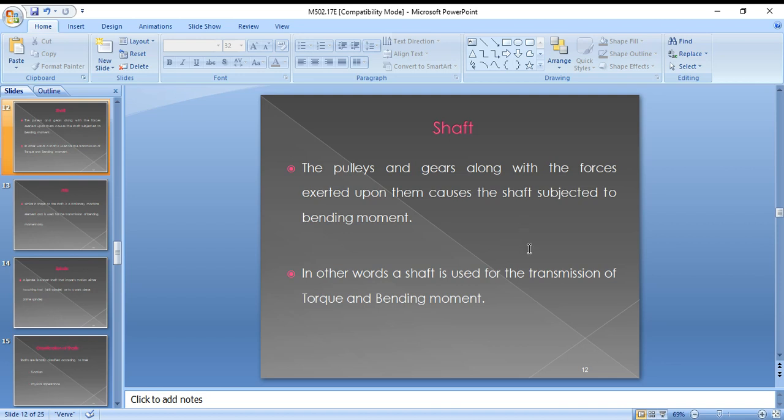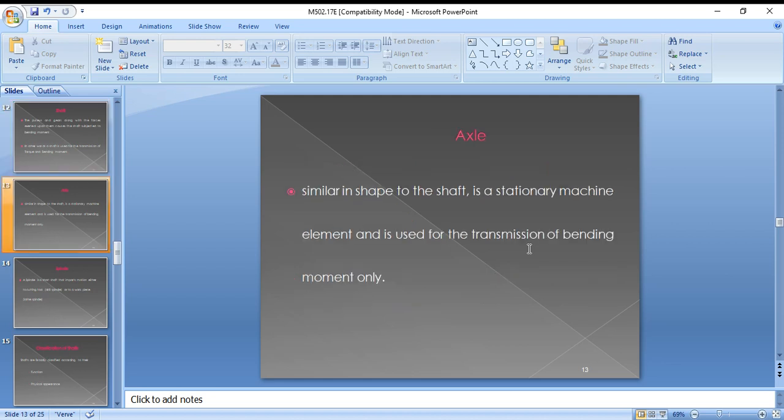So this is a shaft. Similar to the shaft, we have an axle also. An axle is similar to the shaft and is a stationary element. It doesn't transmit any torque and we use it to carry only bending moments. It is like a rod which has rotating parts, but it doesn't transmit the power from one place to another place. It is just a stationary element, so it has only bending moment.